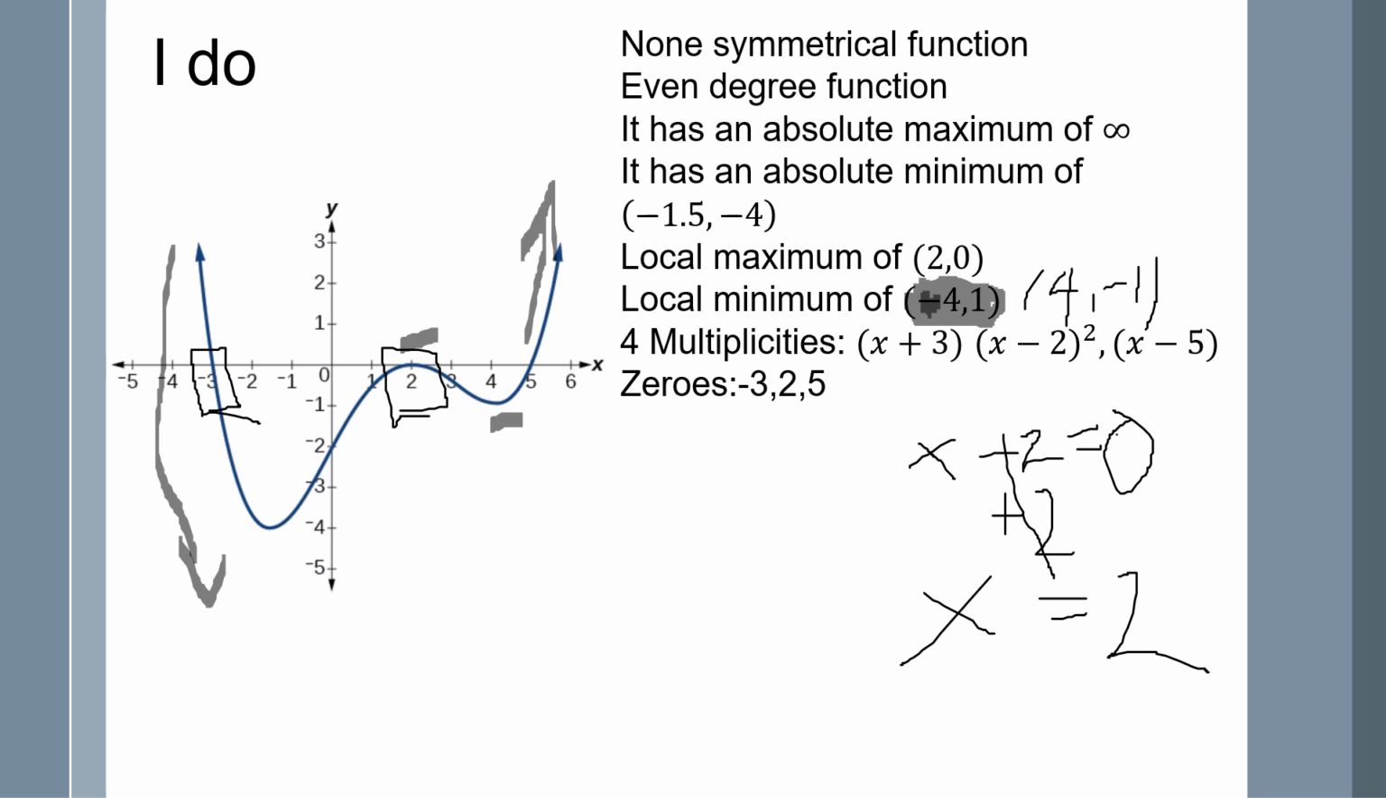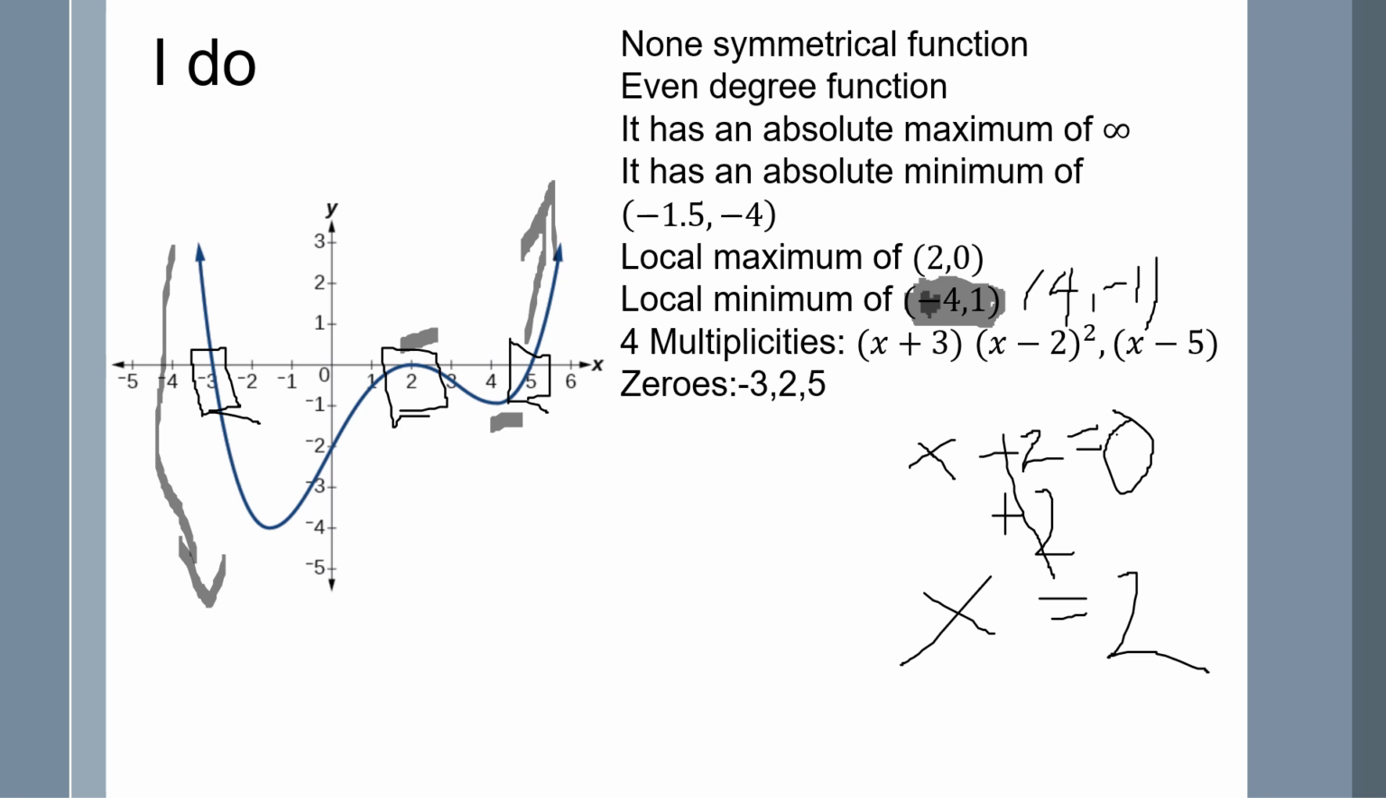Then let's look at the multiplicity of x minus 5. We notice that it crosses the x-axis just one time. So we know that if we solve for x, we get positive 5, which is a 0. But because it cuts through the axis, that means the factor is going to be x minus 5 with a multiplicity of 1.